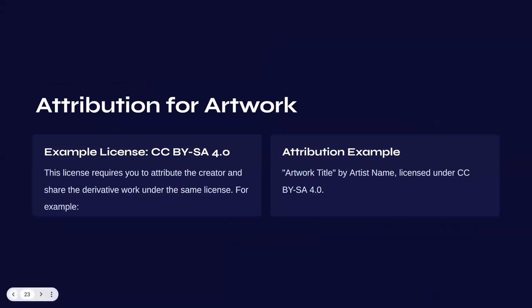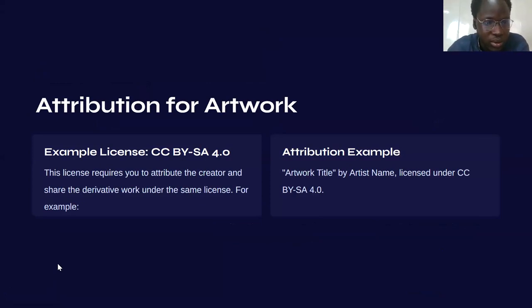Yeah, so Busola was describing how to give attribution to an artwork. If it's CC BY-SA 4.0, you have to state the title of the artwork, the name of the artist, and include that it is licensed under CC BY-SA 4.0. The next slide.